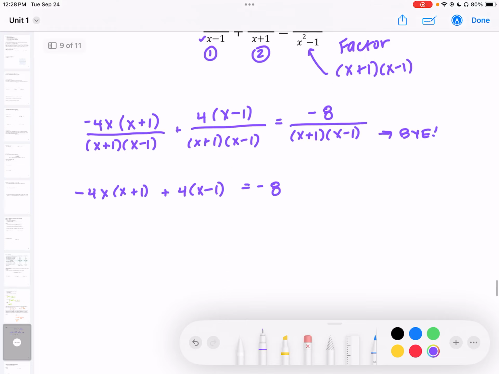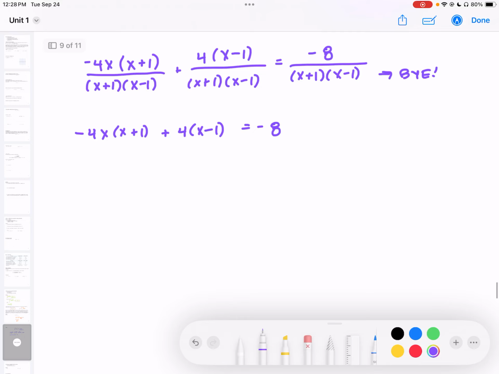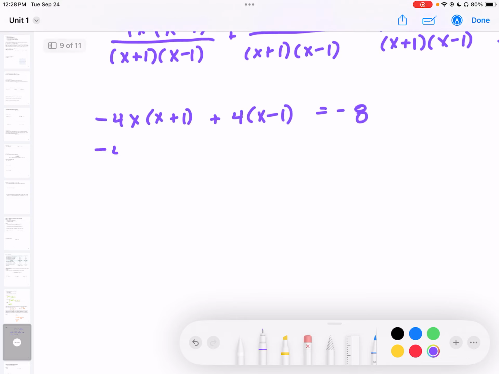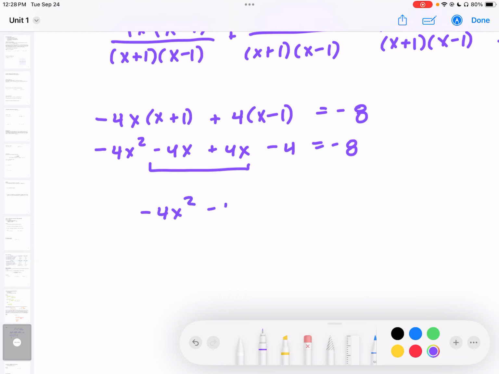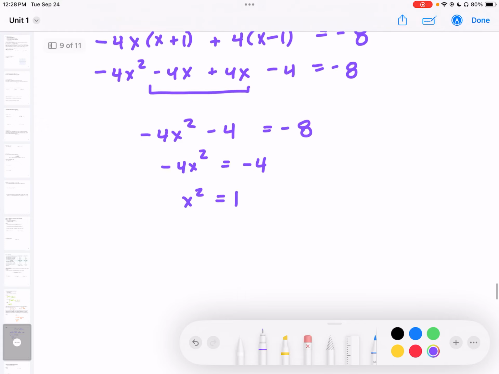Okay. It's going to require some distributing, and it looks like it's going to end up being a quadratic, but we can work with that. So we'll have negative 4x squared minus 4x plus 4x minus 4 equals negative 8. Looks like these are going to cancel. Negative 4x squared minus 4 equals negative 8. Negative 4x squared equals negative 4. x squared equals 1, and x equals the square root of 1 or plus minus 1.